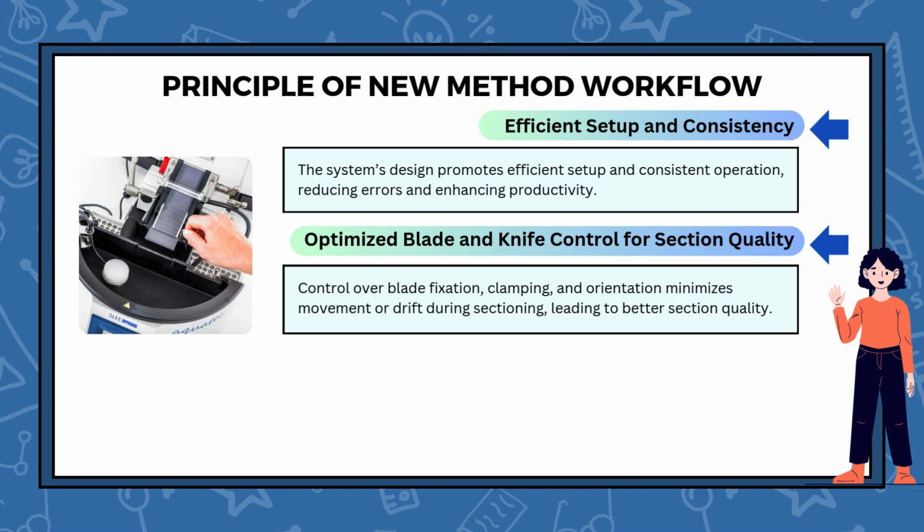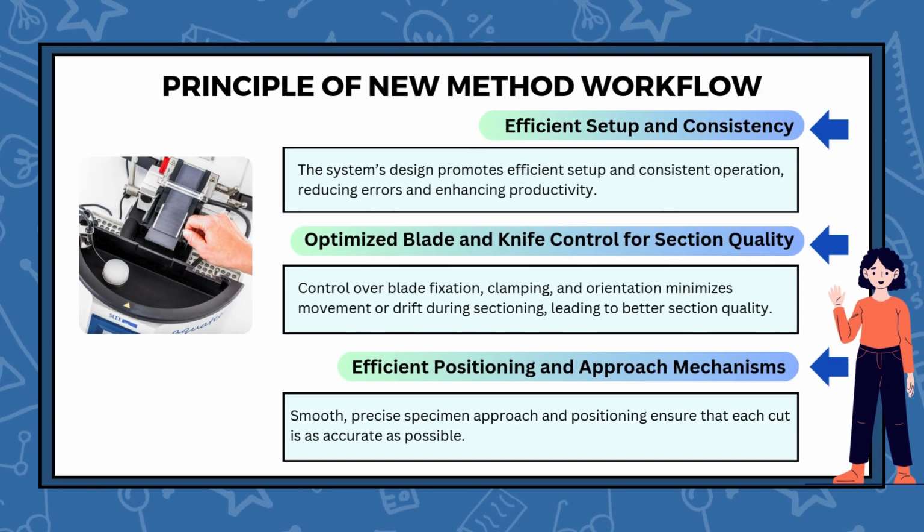The aquatic system ensures secure blade fixation through customizable clamping and angle adjustments, reducing blade drift and vibrations. This results in sharper, cleaner cuts that produce uniform sections, crucial for accurate histological analysis. Lastly, the system's efficient positioning and approach mechanisms, including adjustable hand wheels and precision guide rails, allow for smooth and accurate specimen and blade positioning, ensuring consistency in section thickness and alignment across each cut.